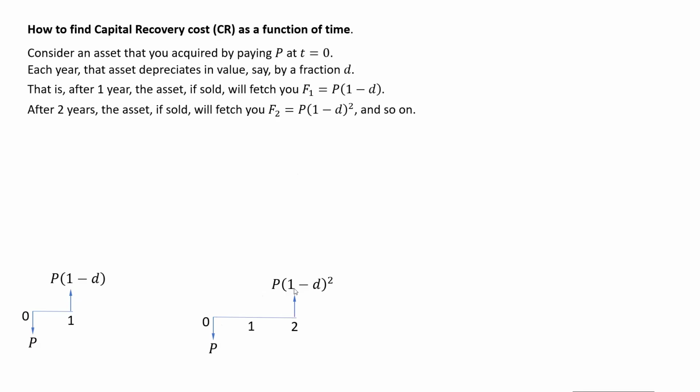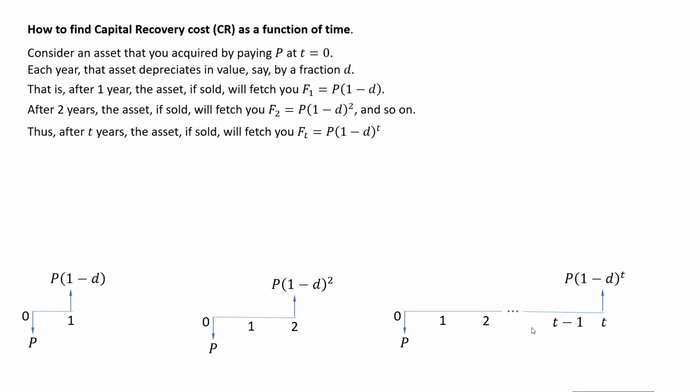And the cash flow diagram would look like this. You purchased at P, and now the value is P times 1 minus D squared. You will get that, that's a positive. Cool. All right. And so after T years, basically you have P times 1 minus D to the T. And this is the cash flow diagram for it. I hope this makes perfect sense to you. Now, what in the world is the capital recovery cost as a function of time?